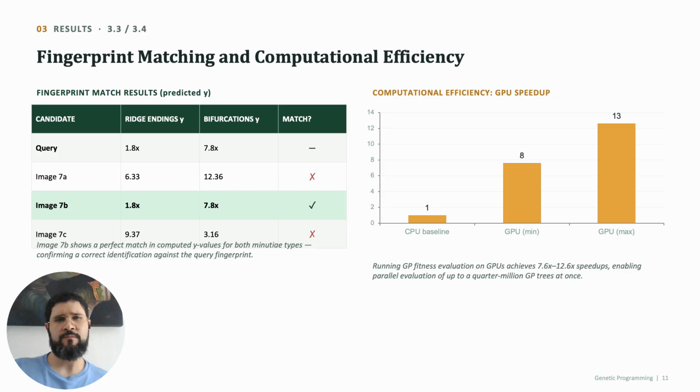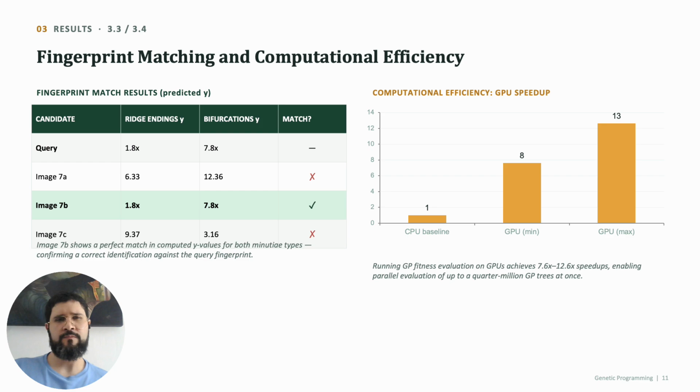Back to our fingerprint case study. Did the formulas actually work? We tested them against a query fingerprint and three candidates. Look at image 7b. Its predicted values match the query almost exactly for both ridge endings and bifurcations. A correct match. The other two candidates, 7a and 7c, show clear deviations, correctly rejected.